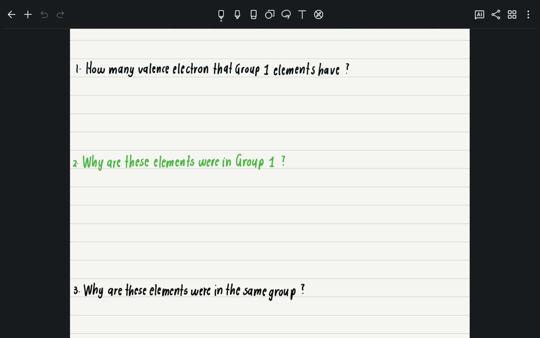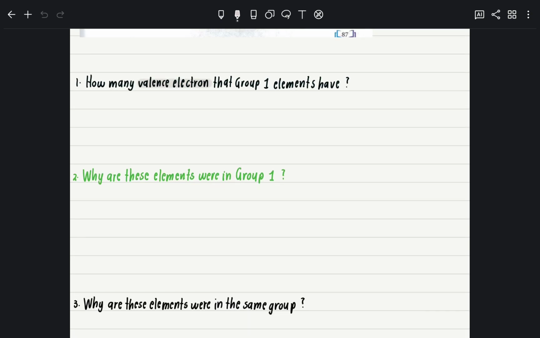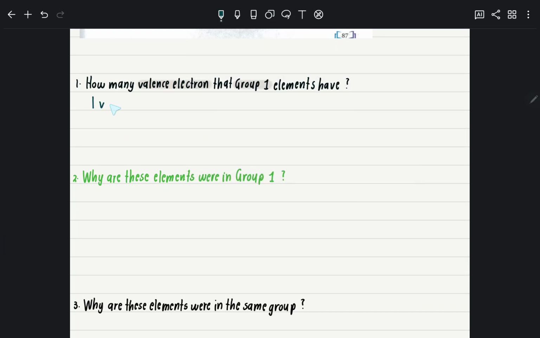The first question: how many valence electrons do group 1 elements have? I'm asking about valence electrons here. Elements in group 1, as the name says, are in group 1. Remember that the group number indicates the number of valence electrons. So this group only has one valence electron. We're just asking you how many, right? So just make your life simple, don't bother, just say 1.